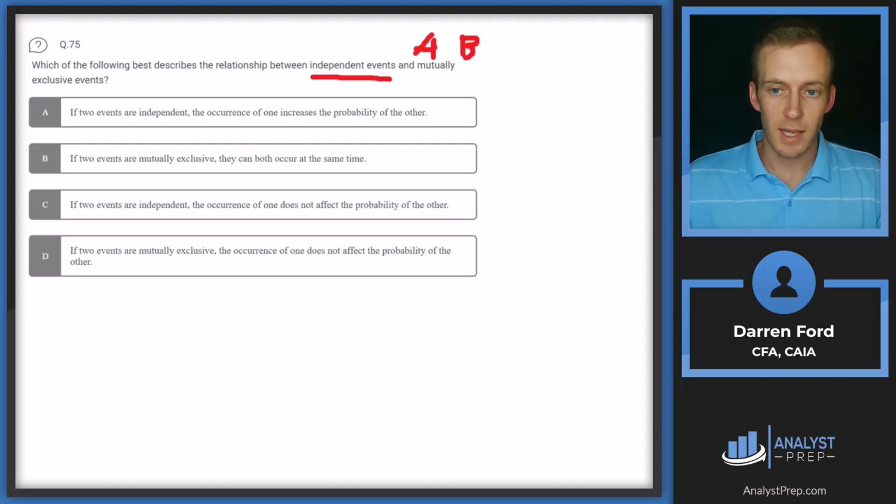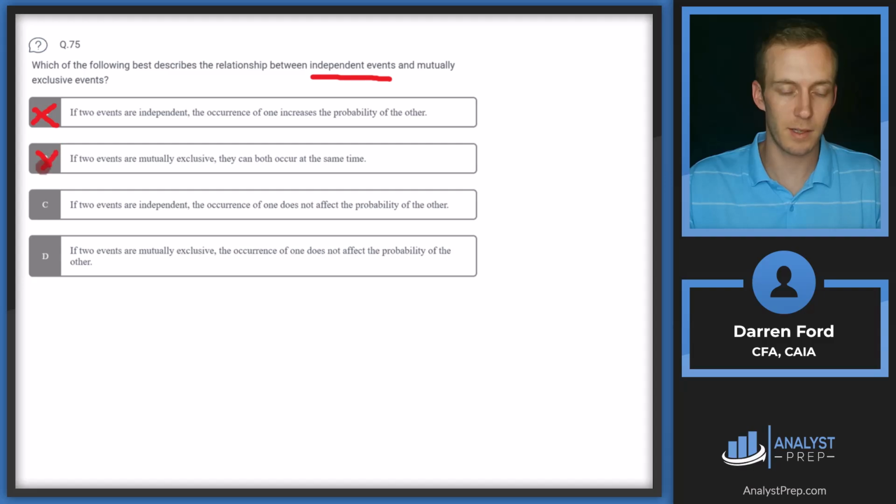With that in mind, let's dig in and look at these answers. So we've got A, if two events are independent, the occurrence of one increases the probability of the other. Independent implies that one happening has no effect on the other, so it shouldn't increase that probability, so we can rule that out. B, if two events are mutually exclusive, they can both occur at the same time. That goes against what we just mentioned earlier, which is that they would not be able to both occur at the same time. C, if two events are independent, the occurrence of one does not affect the probability of the other. Sounds like our answer so far.